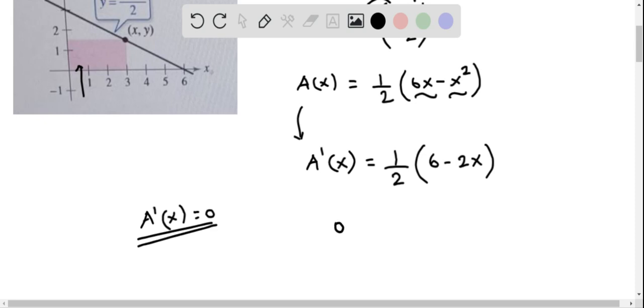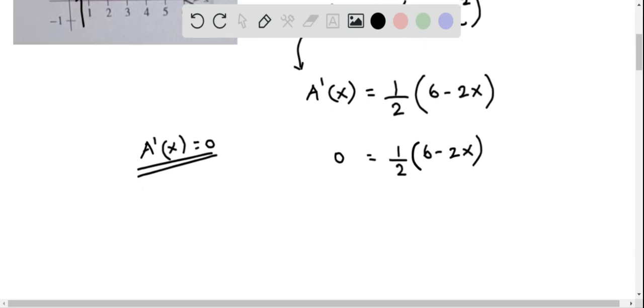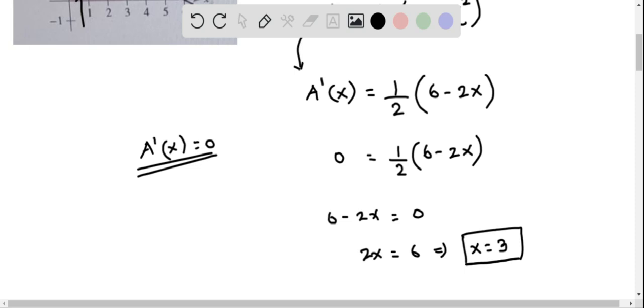And so when we do that, we set A prime of x equals 0, and this equals half of 6 minus 2x. Let's solve for x from this equation. So we can write 6 minus 2x equals 0. Otherwise, 2x equals 6, and this gives x equal to 3. So we can now see that x equal to 3 is a critical point.